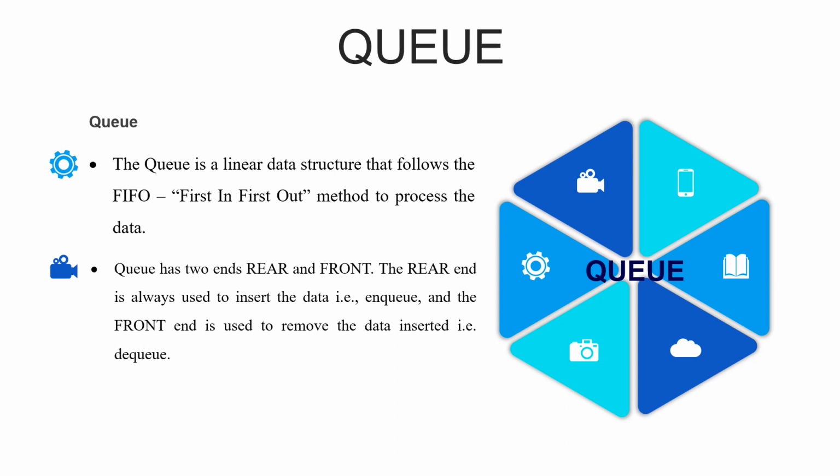And you can think of a queue as a waiting line. A person who arrives first gets served first, ensuring fairness and order. The first come first serve approach forms the foundation of the queue operation.